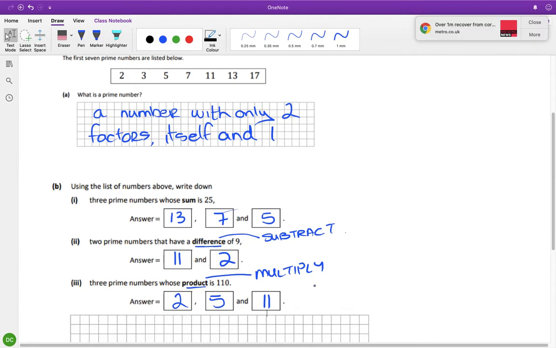I made that harder than it should have been. Anyway, it was just about finding the right 3 numbers that multiply. If you multiply 2 by 5 by 11, you do get 110.